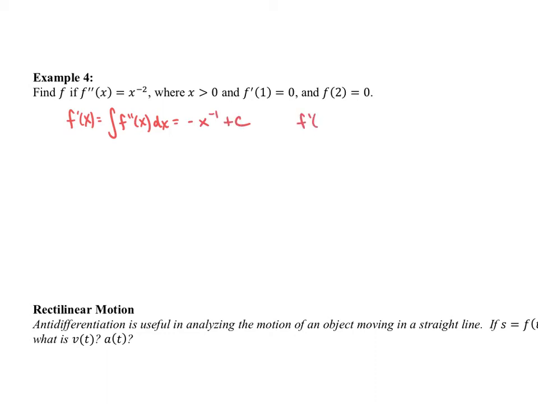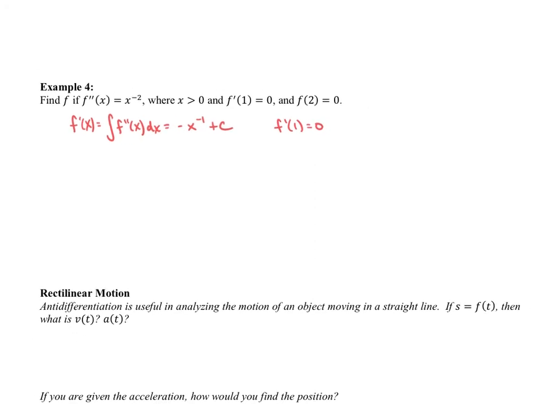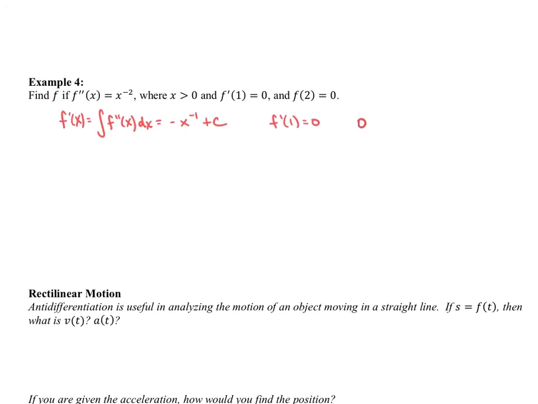And we're going to use the condition that f prime of 1 is equal to 0. So that's going to give us 0 equals negative 1 to the negative first plus c, which means that c is equal to positive 1. So our f prime of x equation is equal to negative x to the negative first. Actually, you know what? I'm going to write that as negative 1 over x, and then plus 1 because c was 1 there.